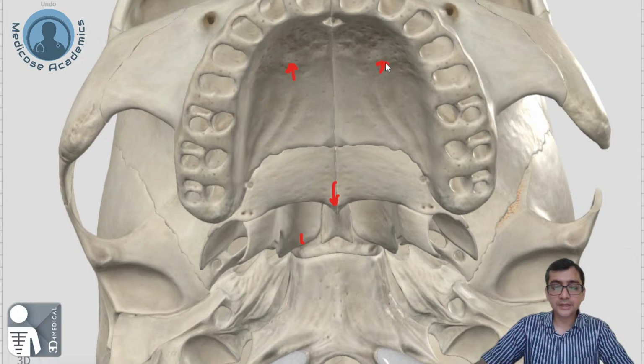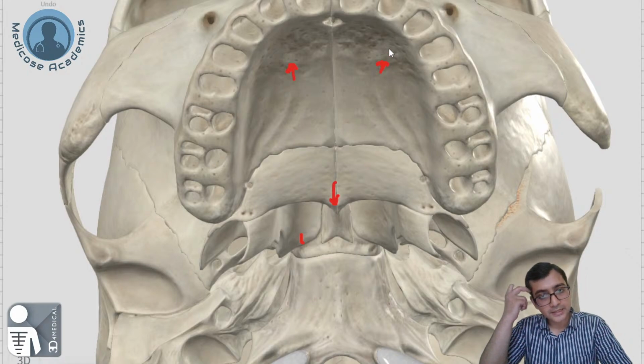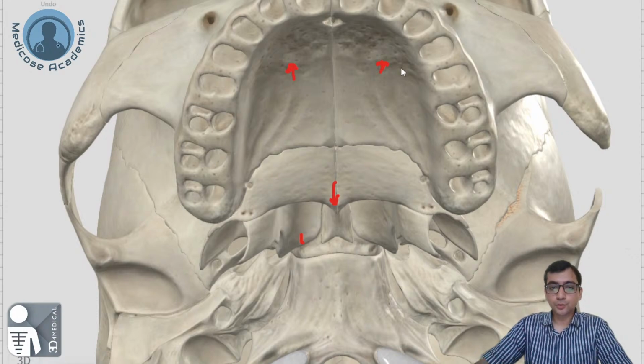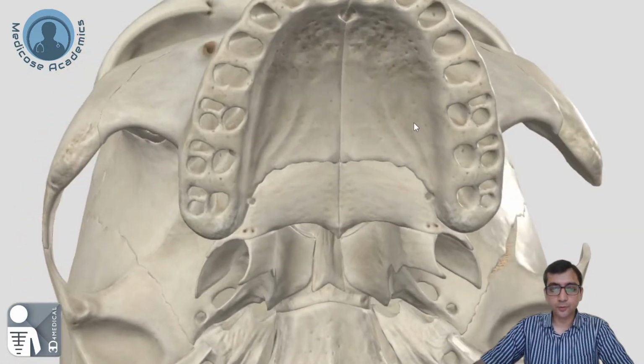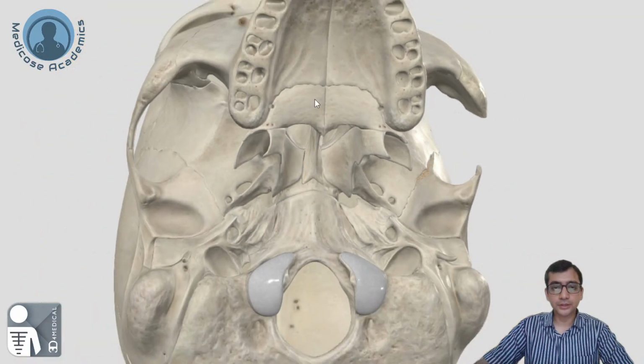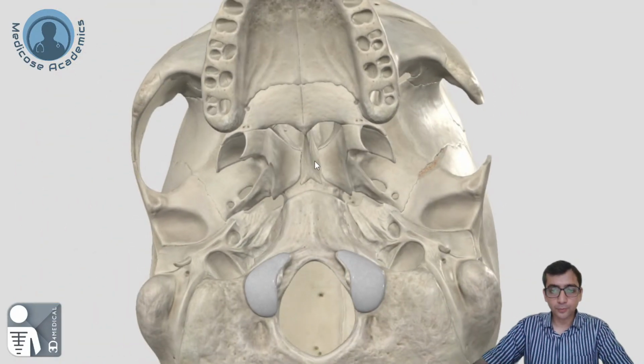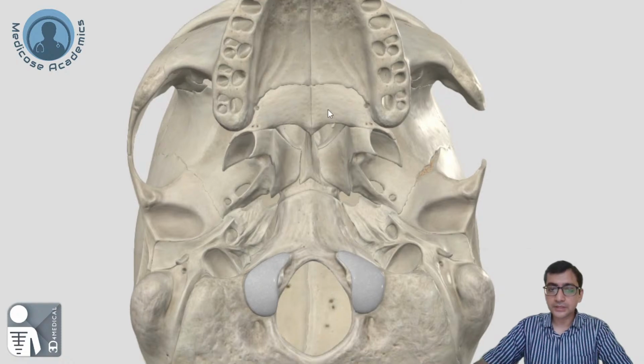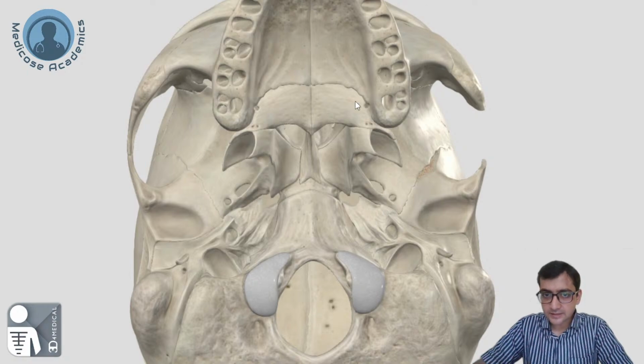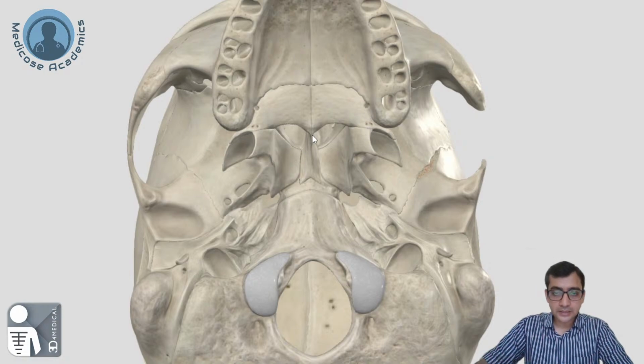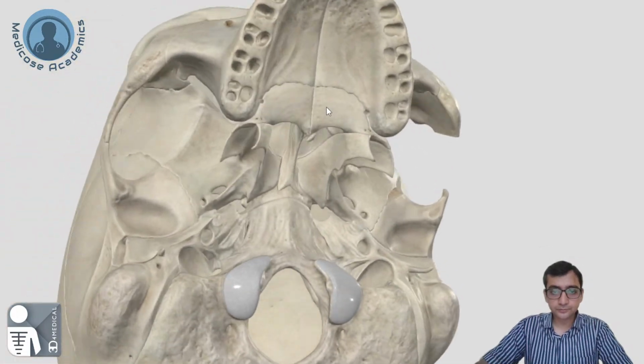Here you can see these pits and grooves. The gum, the mucosa, is very strongly attached to the hard palate here, so it shows the pits and grooves for the attachment of mucosa. So this is about the hard palate. We discussed the four bones, two maxillary and two palatine. We discussed the three sutures: intermaxillary, interpalatine, and palatomaxillary. Three openings: incisive to the nasal cavity, greater palatine, and lesser palatine, and this posterior nasal spine.